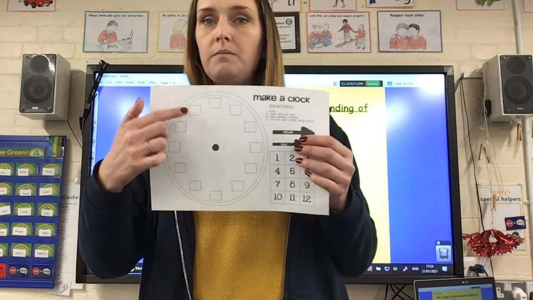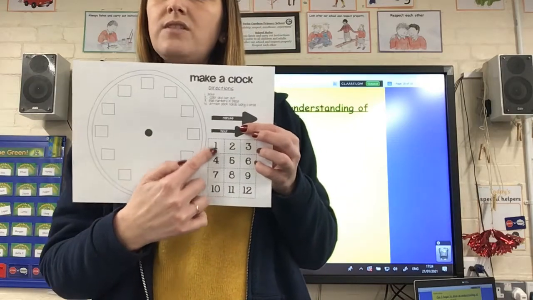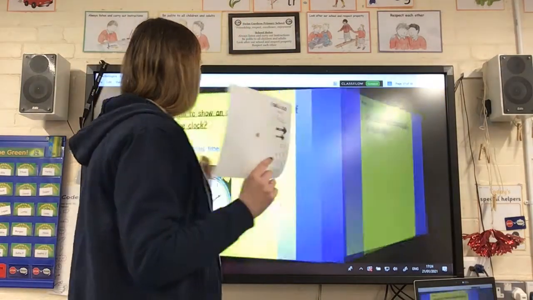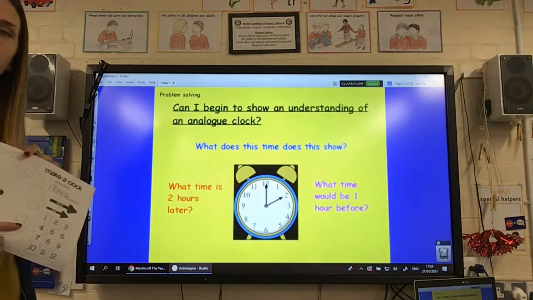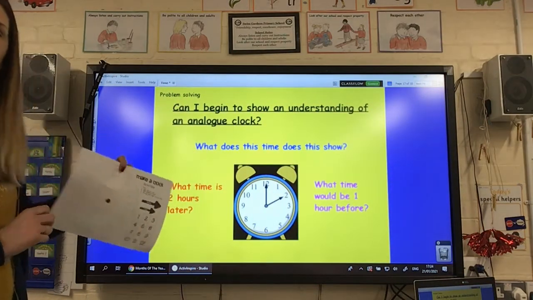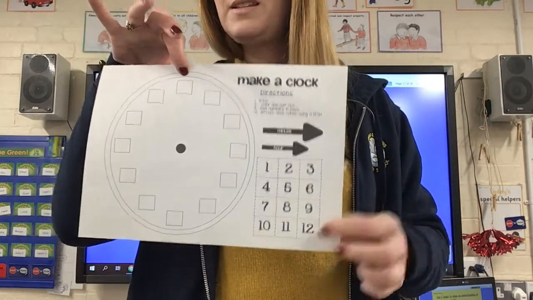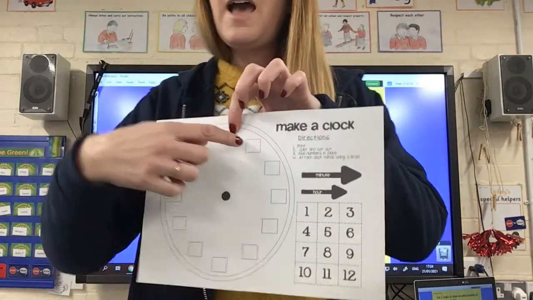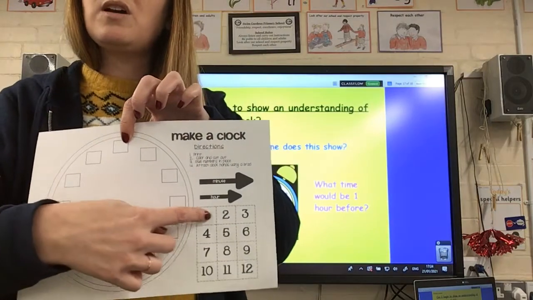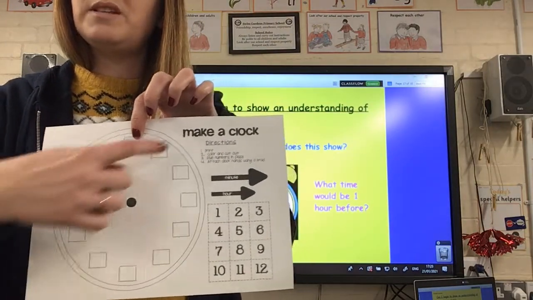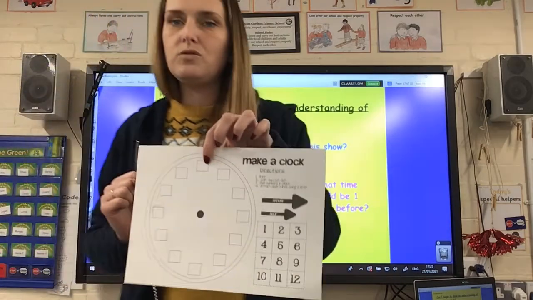First of all, I would cut out the numbers of our clock. Let me go back. Starting with which number at the top? Well done. So we always put 12. Our biggest number starts at the top of the clock. And then we move round to cut and add each of those numbers. There are instructions on here if you're not too sure.